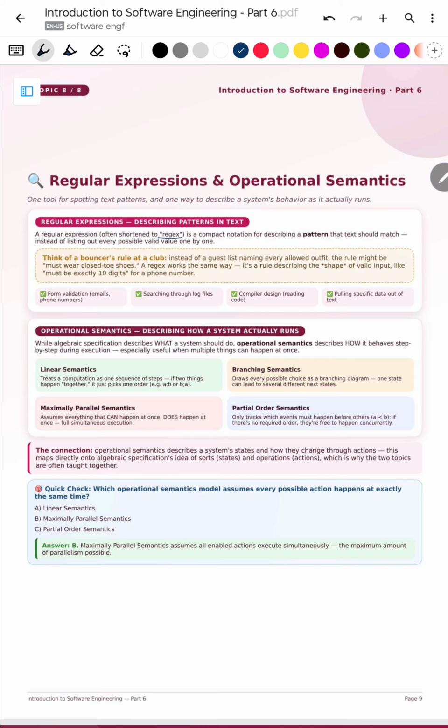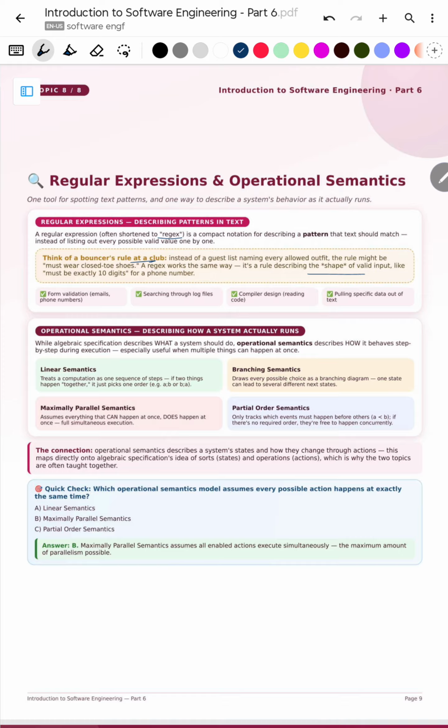Think of a bouncer's rule at a club. Instead of a guest list naming every allowed outfit, the rule might be must wear closed-toe shoes. Regex works the same way. It's a rule describing the shape of a valid input, like must be exactly 10 digits for a phone number. It's not going to say this kind of shoes or that kind of shoes. It's just going to say must wear closed-toe shoes.